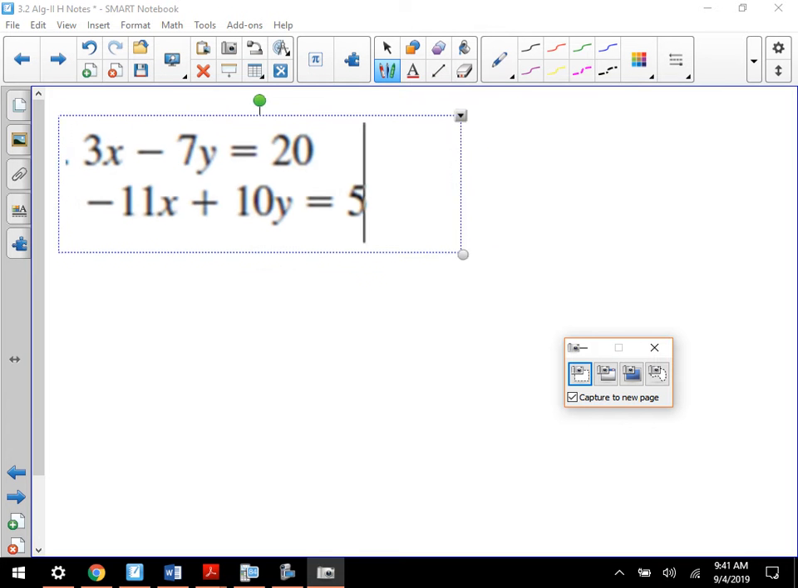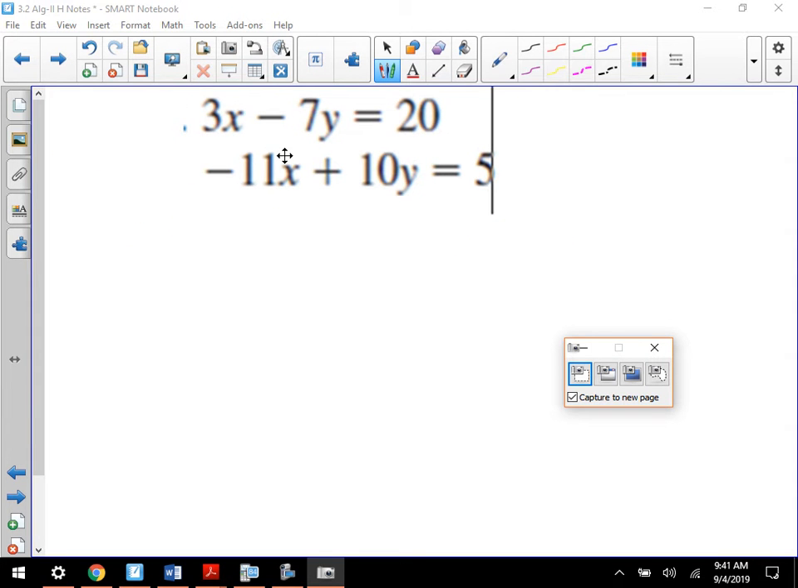So I think we started this one, didn't we? It depends on which one you want to eliminate, if you want to eliminate the x's or the y's first. If you want to get rid of the y's first, you multiply the top one by 10 and the bottom one by 7. That gets a common coefficient, and they would go away. If I wanted to get rid of the x's, I'd multiply the top by 11 and the bottom by 3. It does not matter which method you choose. If you math it correctly, you should, air quotes, get the same thing.